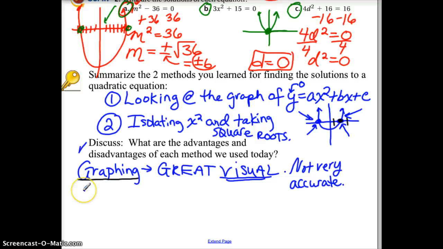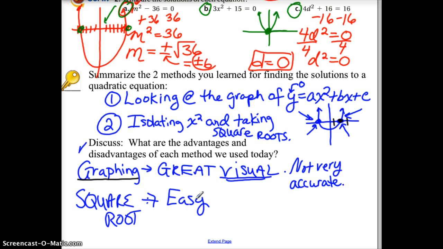For the square root method, its greatest advantage is honestly, it is easy. You just use your pre-algebra skills of isolating a variable by if there's addition, you subtract, if there's subtraction, you add. The only thing we did is add to it that if there's a squaring, you square root. But the square root method is really nice and easy. It's also very accurate. So why is it not my favorite?